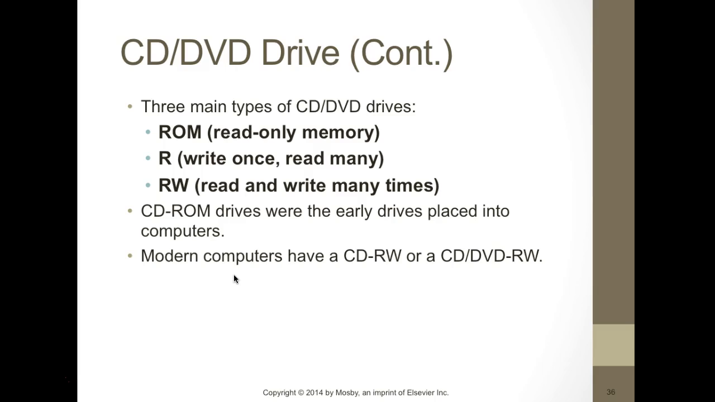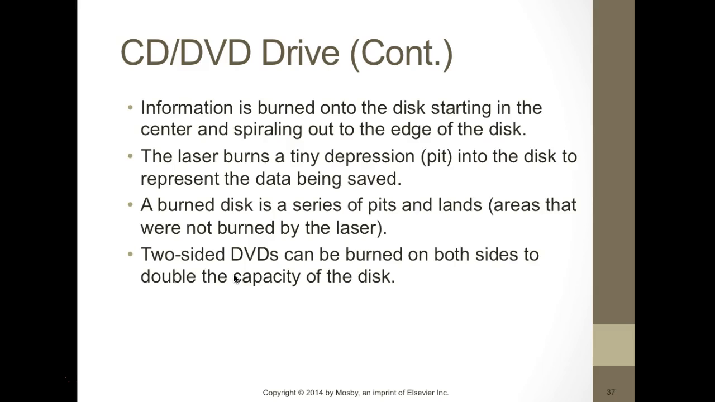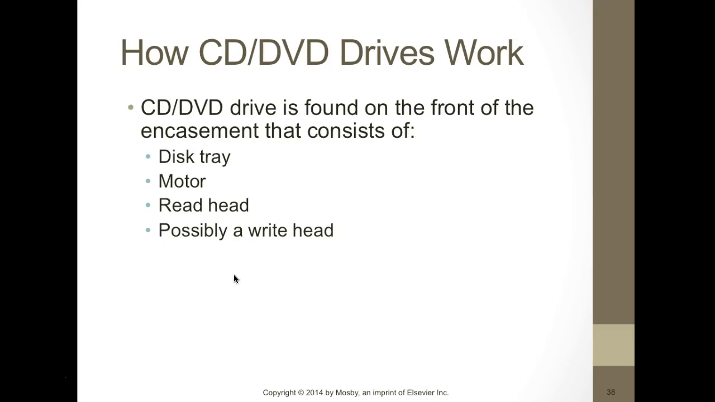CD-ROM drives were the early drives placed into the computer. Modern computers now have CD-RWs, where you can read and write many times, or CD-DVD-RWs. Information is burned onto the disk, starting in the center and spiraling out to the edge. The laser burns tiny depression pits into the disk, representing the data being saved. A burned disk is a series of pits and lands, areas that were not burned by the laser. Two-sided DVDs can be burned on both sides for double capacity.